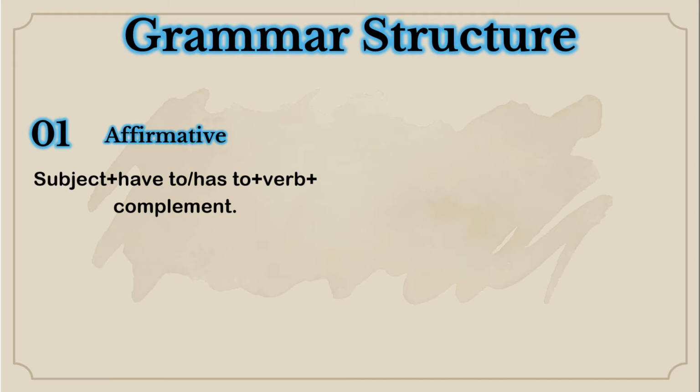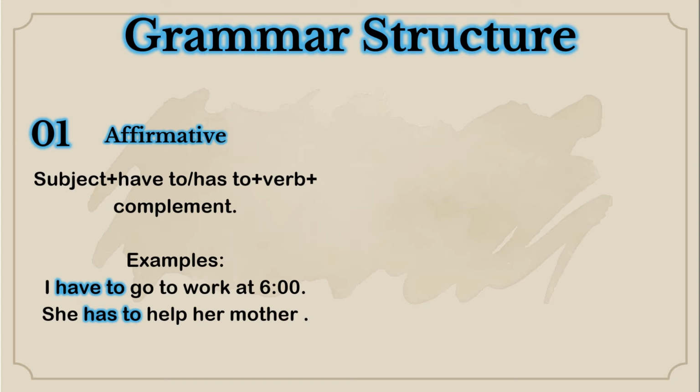So, grammar structure. First, you have the affirmative form. Subject plus have to or has to if it is third person singular. The verb plus the complement. Examples. I have to go to work at 6. She has to help her mother. That is like not an obligation, but you have to do that action, right? That is like a responsibility.